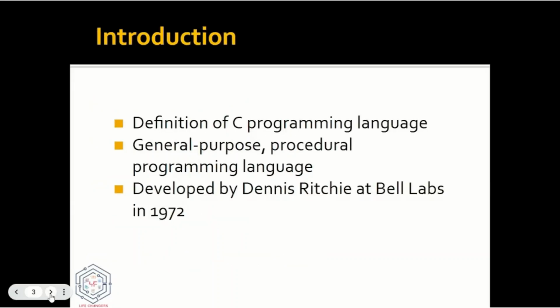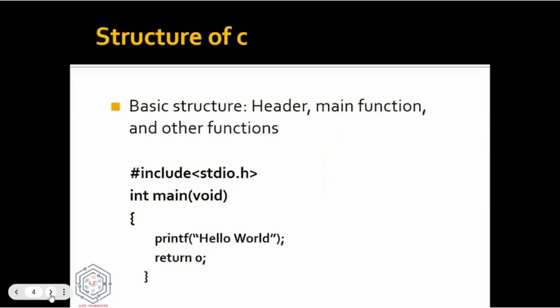Okay, we will start with the introduction. C is a high-level general-purpose programming language known for its efficiency and versatility. It was developed in the early 1970s. C has influenced many modern programming languages and it is widely used in various applications including system development, embedded systems, and it is also used for game development.